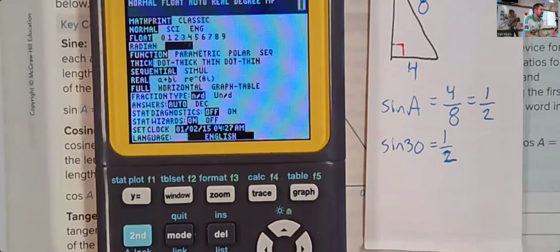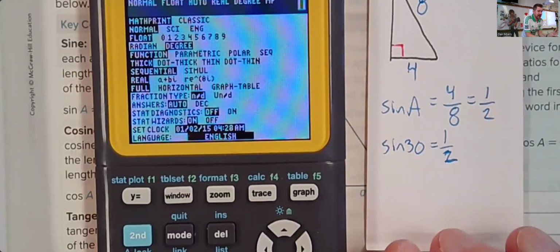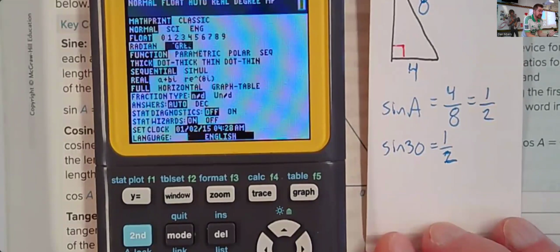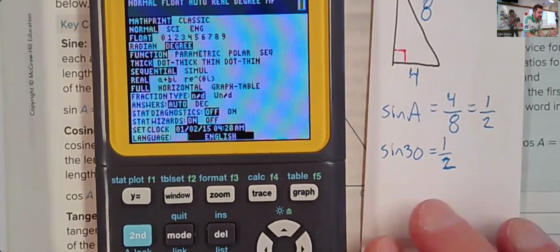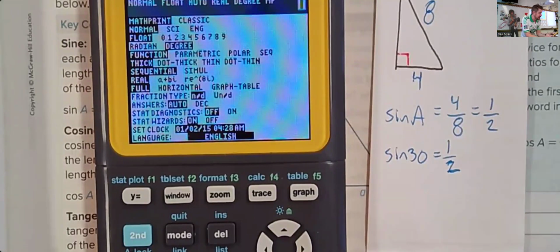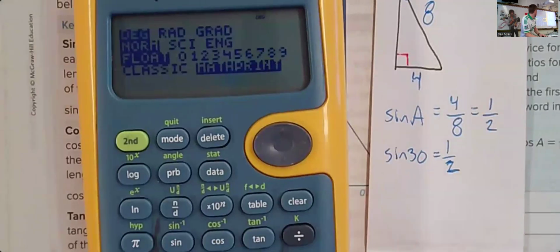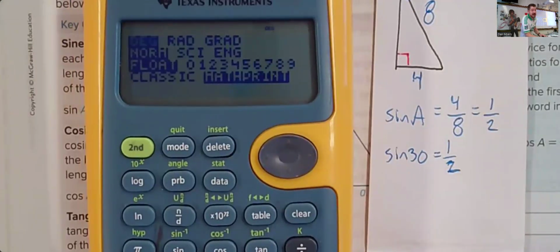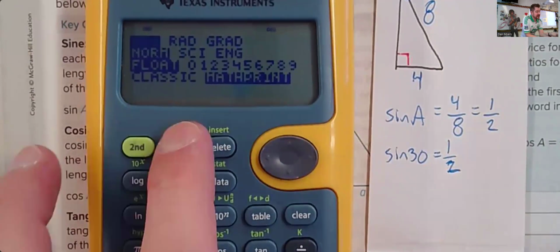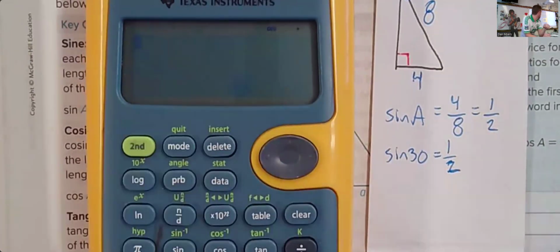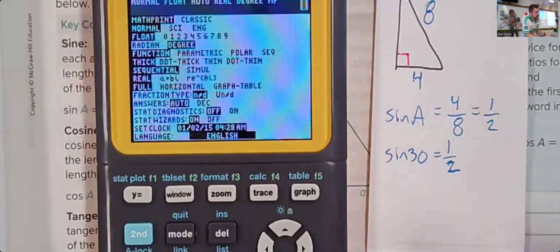There are two ways that you can measure an angle. One of them is in degrees, which is all we've ever used, and the other one is in radians, which you have not used yet. You will use that in pre-calculus. Make sure, though, that this first option is on DEG for degrees, not on rad or grad. Make sure you're on deg for degrees, okay? And then you can hit second and then mode again, that'll quit. So second mode will quit you back to the main menu.